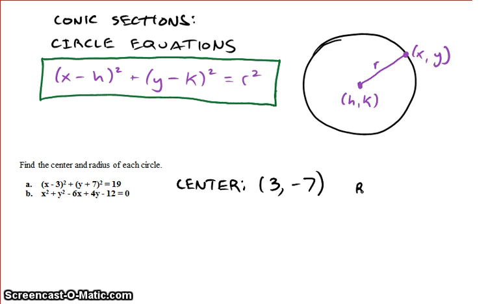And then the radius is going to be the square root of 19. Not 19, but the square root of 19. Again, this didn't take any work. Once you recognize that you are dealing with a circle equation, you can just look at it and take information from it. This is sort of like way back when we first learned about lines.